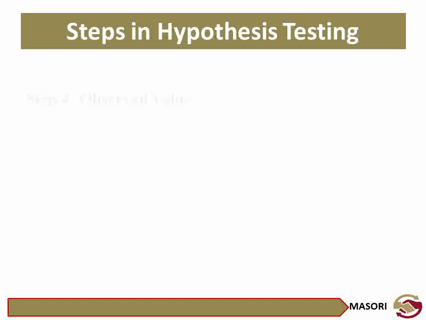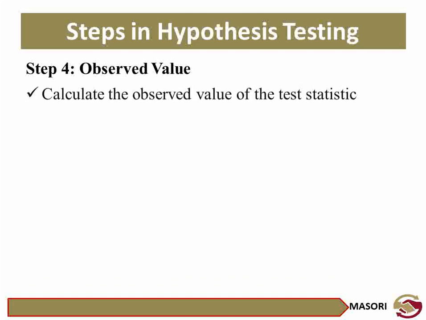In step number 4, you need to find your observed value. This is where the calculation of the observed value has to be done. So you need to calculate the observed value of your test statistic. You have identified your test statistic in step number 2. Maybe it was a t-test, a z-test, a chi-square or an f-test. Whichever you are proposed to use, you now need to calculate the observed value following your test statistic.